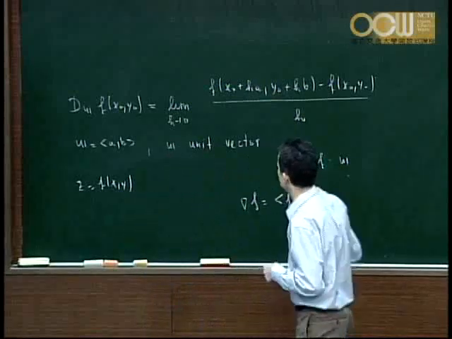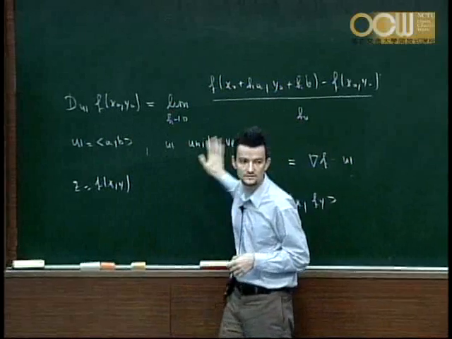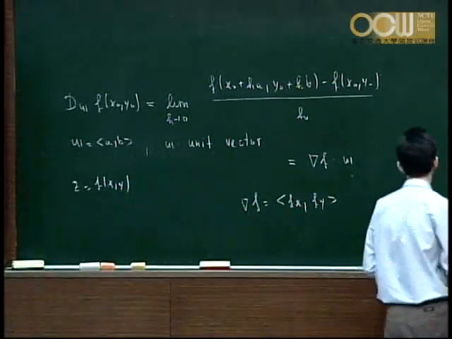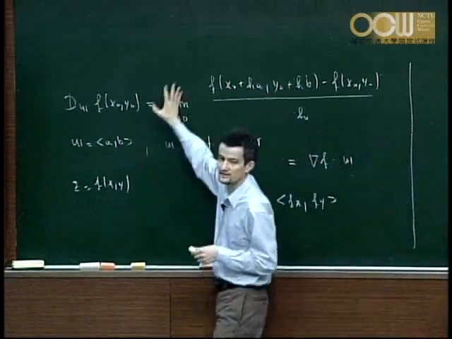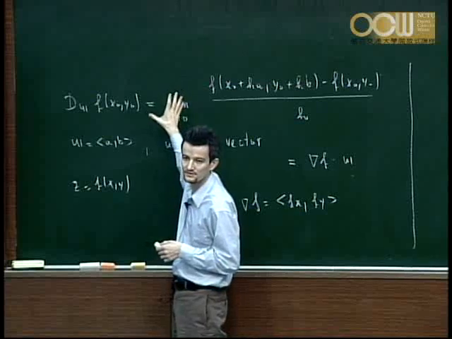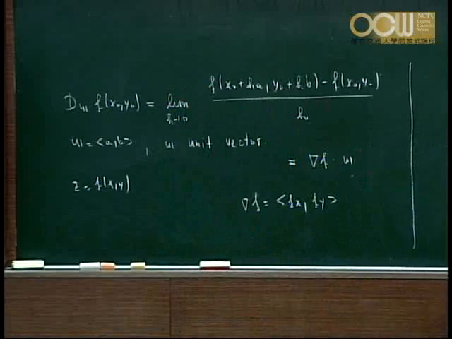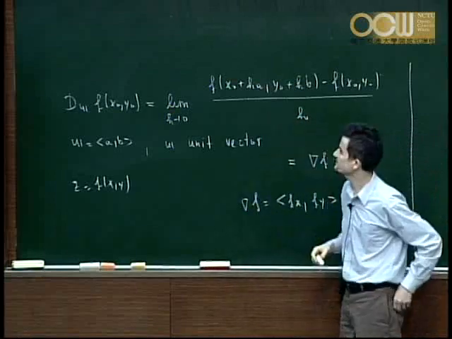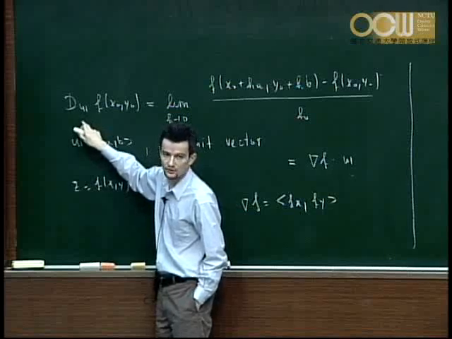So u must be a unit vector, otherwise this will become different here. I said this, I think I said this last time, I said this wrong. I said at this stage it's not important that u is a unit vector. In fact, it is important, because otherwise the meaning of this fraction here will change. Okay, so any questions on this? So you see, this is the definition of the directional derivative in the direction of the vector u.